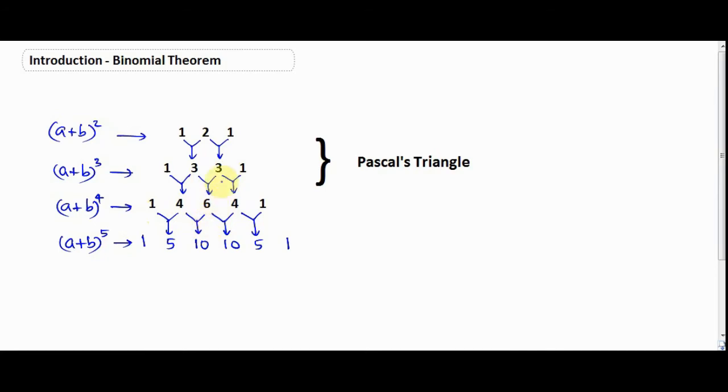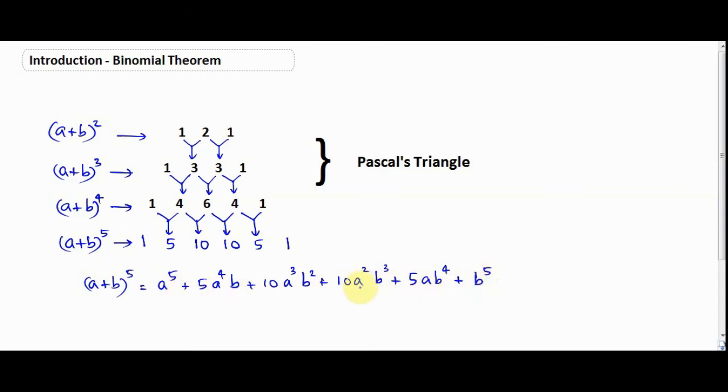Okay, now if we expand a plus b whole raised to 5, what we get will be a raised to 5. The coefficient of a raised to 5 will be 1, that is this one. Okay, plus 5 a raised to 4 b raised to 1 plus 10 a raised to 3 b square plus 10 a raised to 2 b cube plus 5 a b raised to 4 plus b raised to 5.